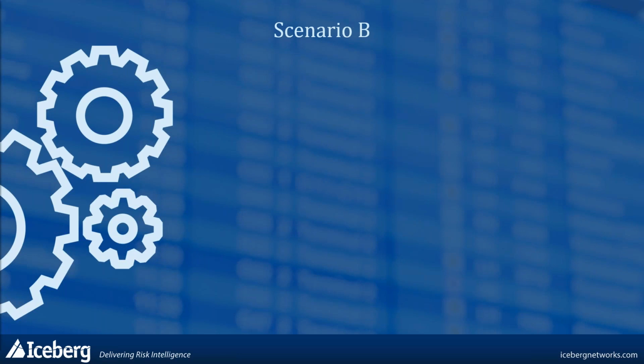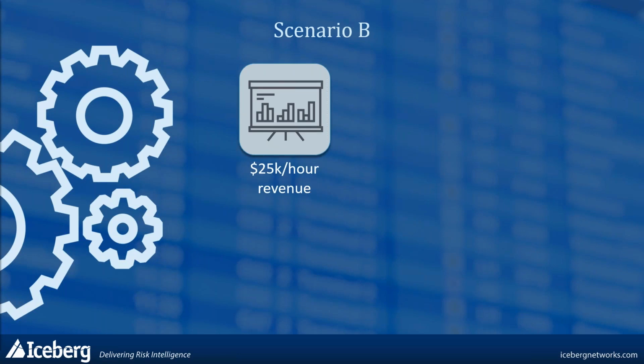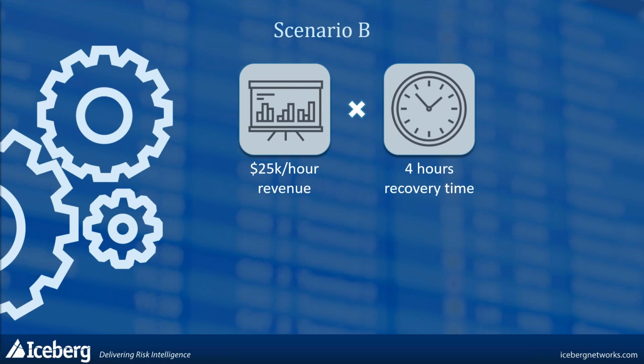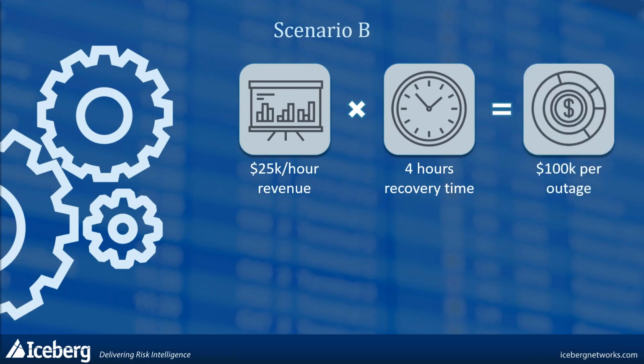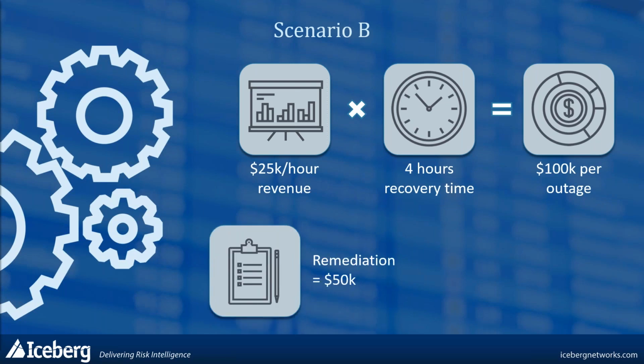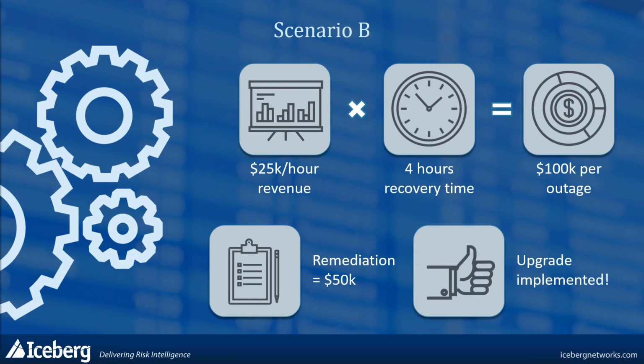Another way to present this would be to talk about a business process which earns the company $25,000 an hour, which will take 4 hours to recover in the case of an outage. This will cost the business $100,000 per outage. The cost of remediation is $50,000. With this information, your business may choose to modify their budget and implement the technology upgrade simply by using the math that spending $50,000 will be worth saving the $100,000 in the case of an outage.